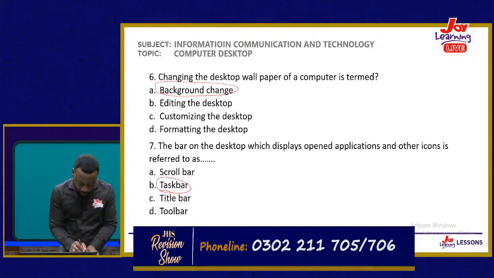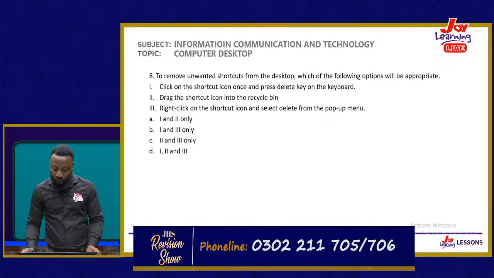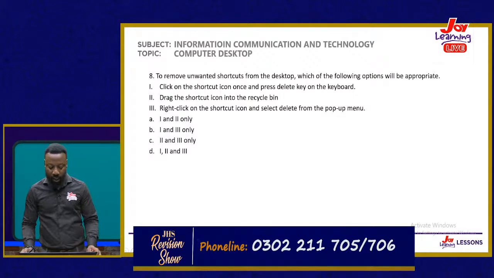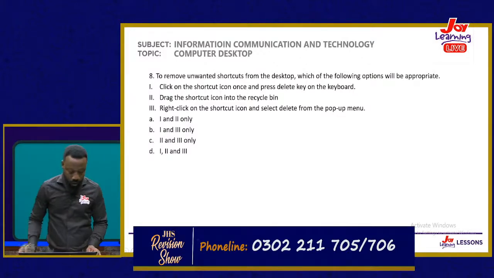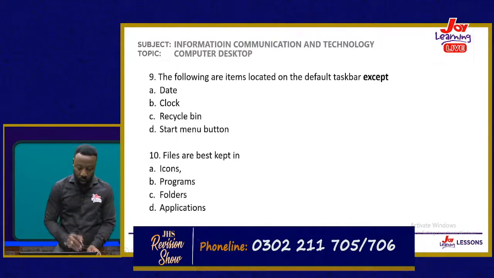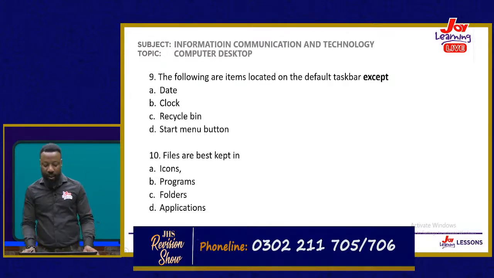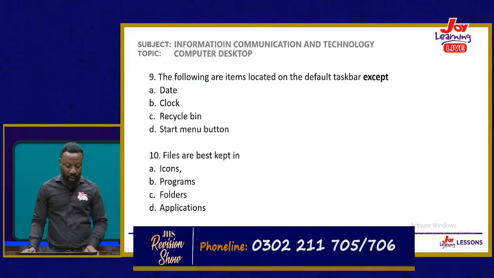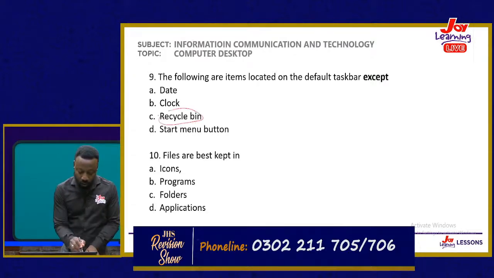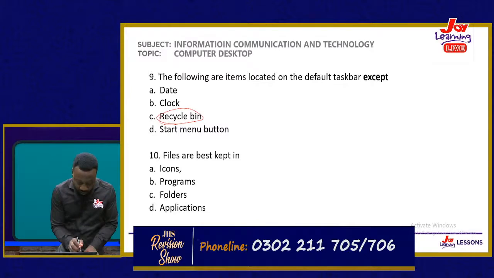You have less than 1 minute more. To remove unwanted shortcuts from the desktop, which of the following options will be appropriate? I, click on the shortcut icon once and delete. A. Question 9. You have 20 seconds. The following are items located on the default taskbar, except. Recycle bin. Question 10. You have 5 seconds. Pardon? The answer is folder.